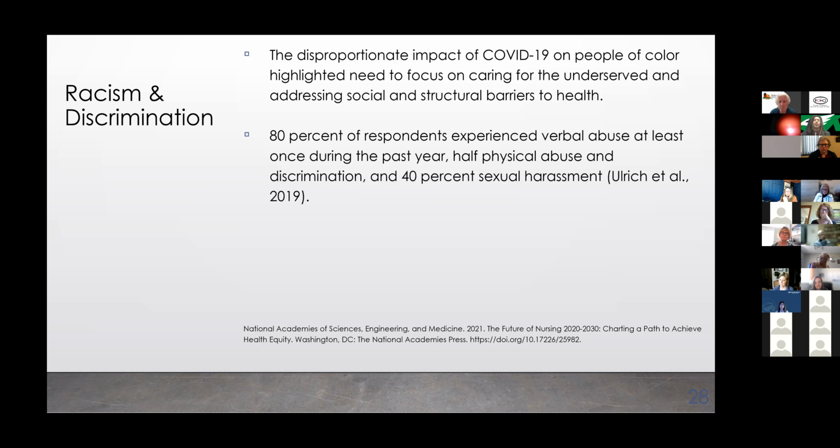Racism and discrimination. So this has actually been an issue, especially after the pandemic, but before the pandemic, it's been an issue. 80% of respondents experienced verbal abuse. Also, there's been a large percentage of physical abuse and discrimination, 40% sexual harassment. This is, of course, something that if any of these experiences are happening, you should have community, the proper support, and persons you can go to and talk to and share that with, because everyone deserves to live a just life.